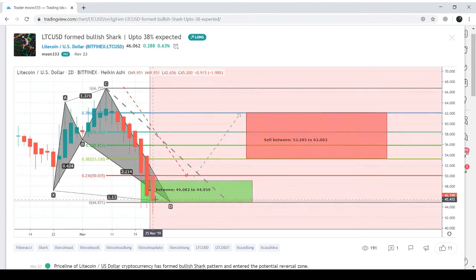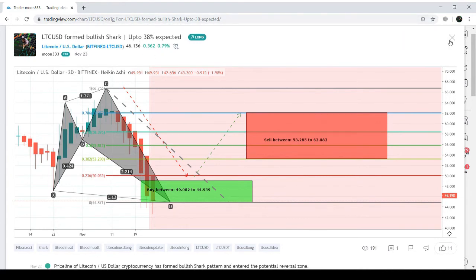And even if we have 1, 2, 3 spikes beyond the potential reversal zone, this bottom of the potential reversal zone is very, very strong support for the price action. Therefore, so far, the price action is not able to cross down or break down this potential reversal zone support. And this is our buying zone, and these are our sell targets. So this trade has potential to give up to 38% profit.